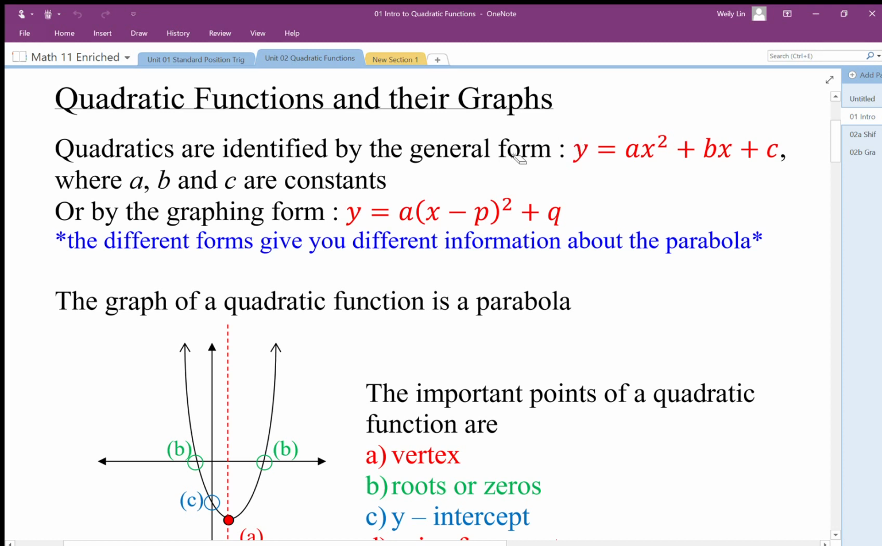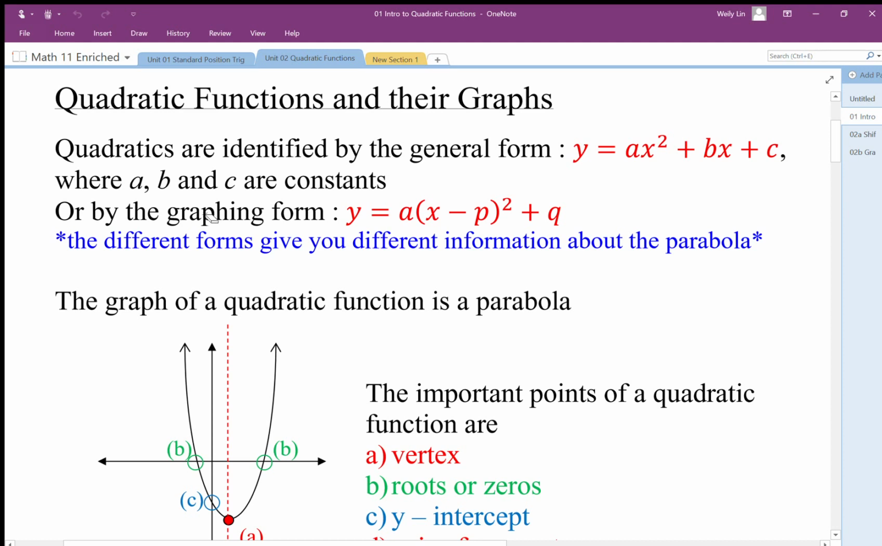This form here is called the general form, and basically it's the linear function. If you look at bx plus c, and we're adding on another term which is just one power higher. Okay, so this goes from linear to quadratic by adding this ax squared part of it.